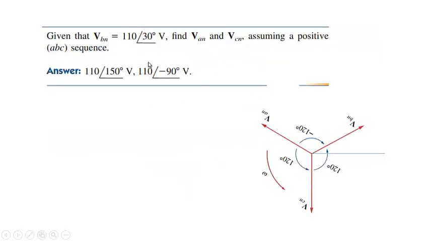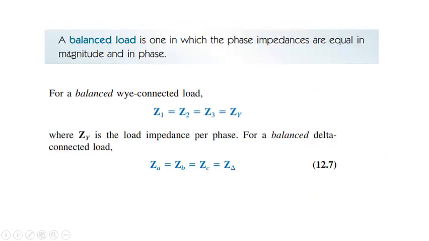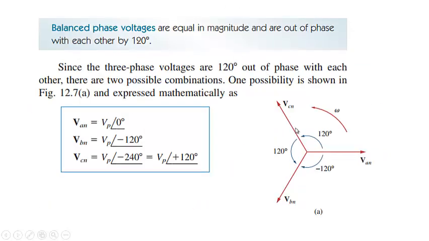Let us try to do one numerical and you may understand it well. Given that VBN is equal to 110 volts at an angle of 30 degrees, find VAN and VCN. Assuming positive sequence. Positive sequence means if we go in the anti-clockwise direction, we encounter A, B, and C. If we encounter A, C, and B, that's also a balanced system, but that is known as a negative phase sequence. So please try to remember, if we go in the clockwise direction and I encounter A, here is B, and here is C, it is known as positive phase sequence.